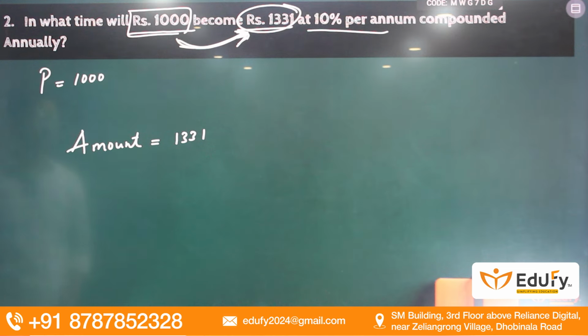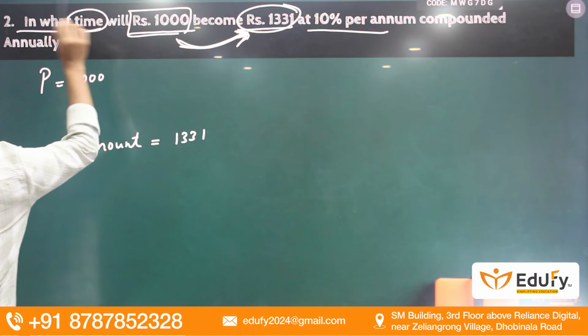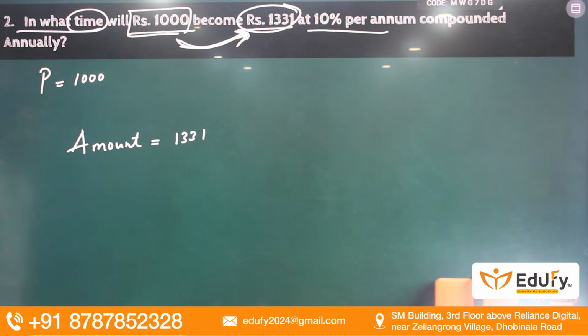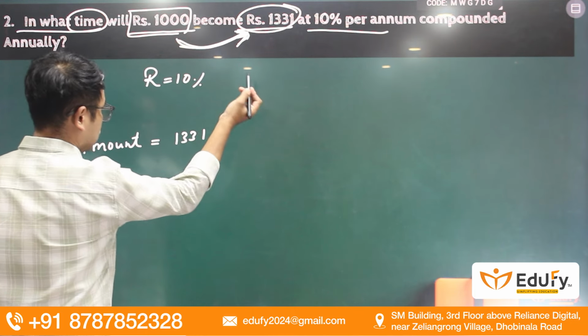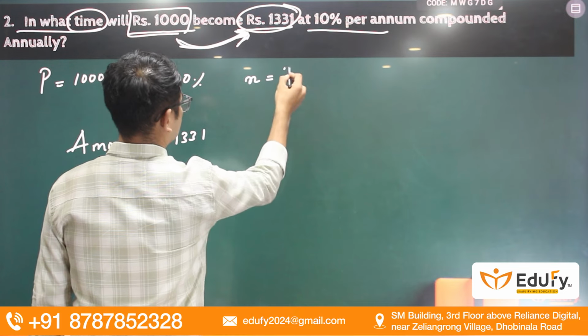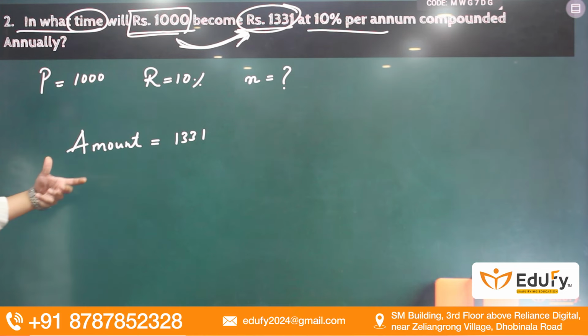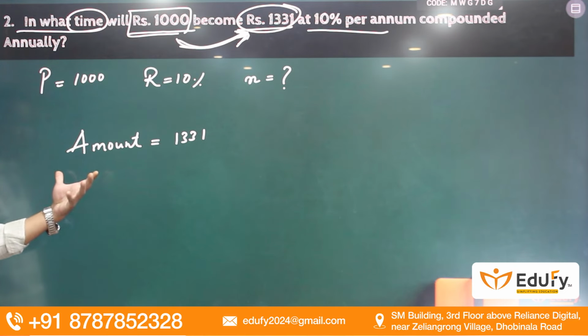This is your amount. Now from here, I am asked to find out in what time. That means we need to find out our time. So here principal and rate are given, which is 10%, and your n is missing, which is your time. This is what I need to find out. We know the formula of amount. So if I just put the formula, the only thing missing will be your n.